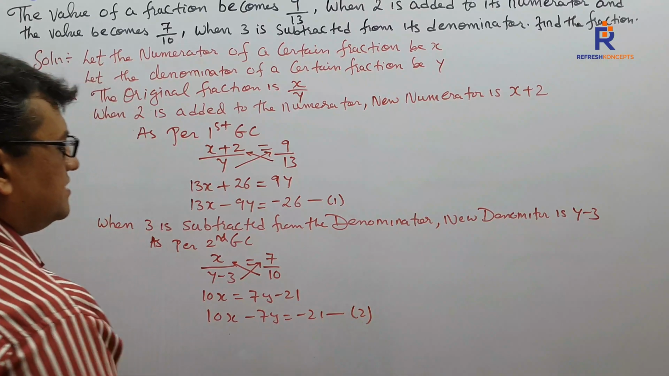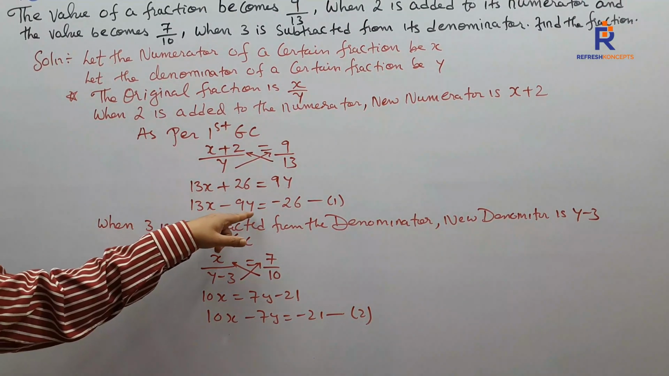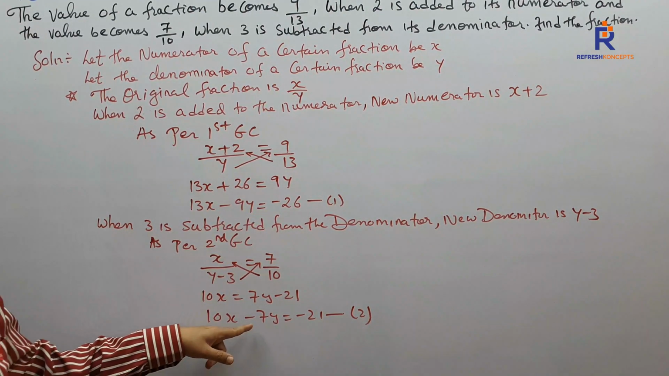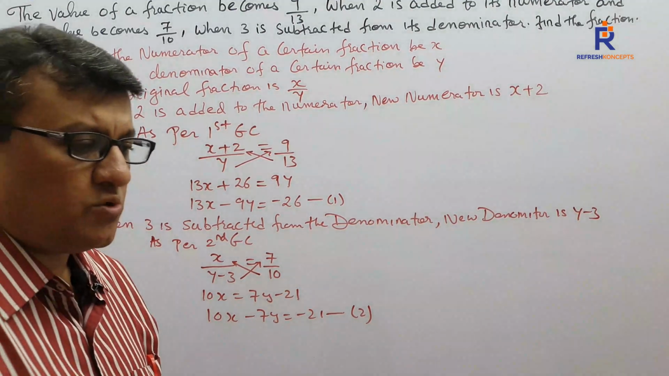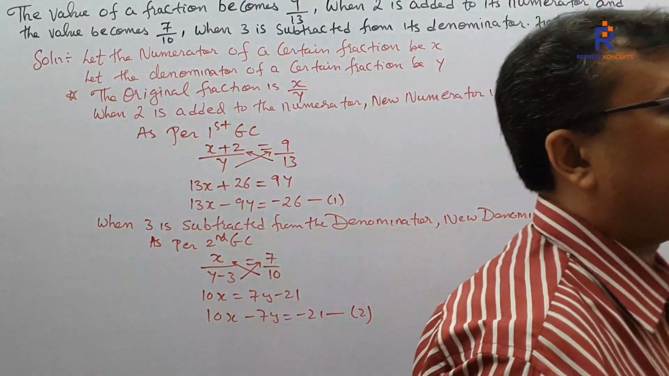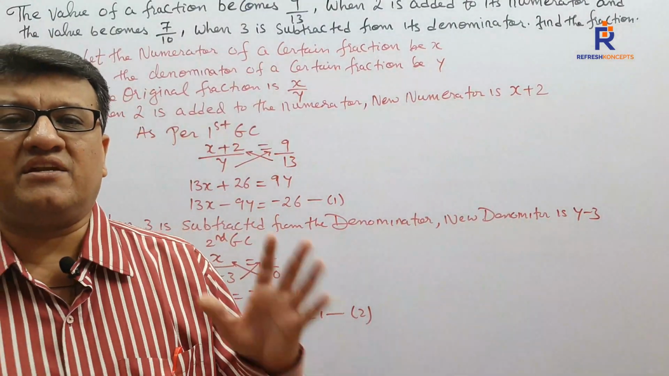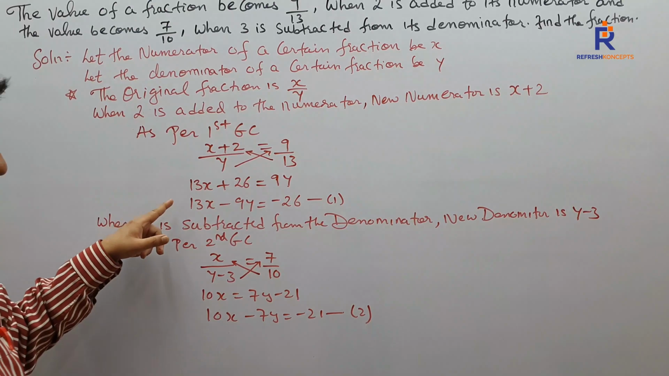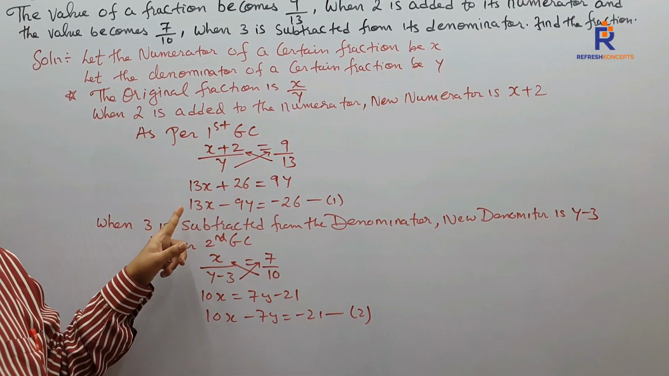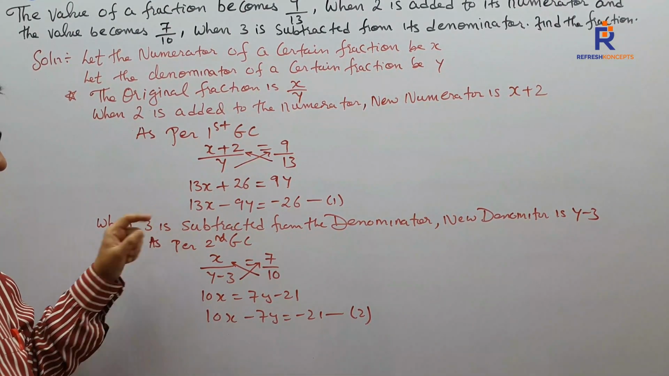Children, 13x minus 9y is 26. 10x minus 7y is minus 21. Now children, what according to you should I pick up? Should I pick up x or y? Sir, you can pick up any one. Why? Because none of the coefficients are getting matched. So it is your call, whichever you find it easy.